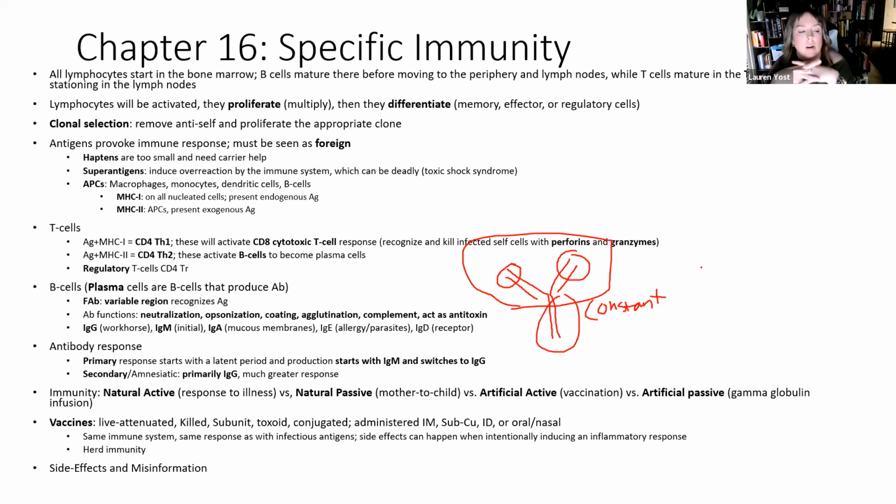All right, so natural active example would be responding to an illness like chickenpox. I had chickenpox. Natural passive would be breastfeeding, the mother to the child, antibody transfer. Artificial active would be vaccination, and then artificial passive gamma globulin infusions, which we talked about in the other lecture.